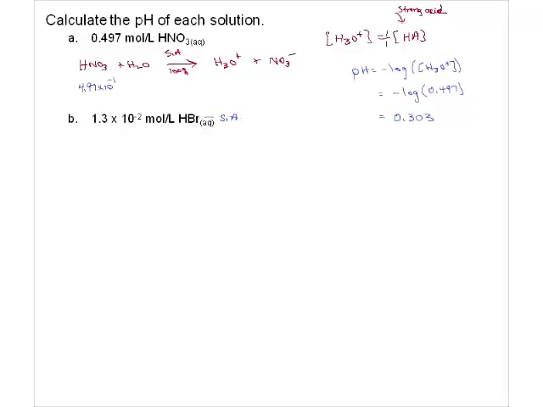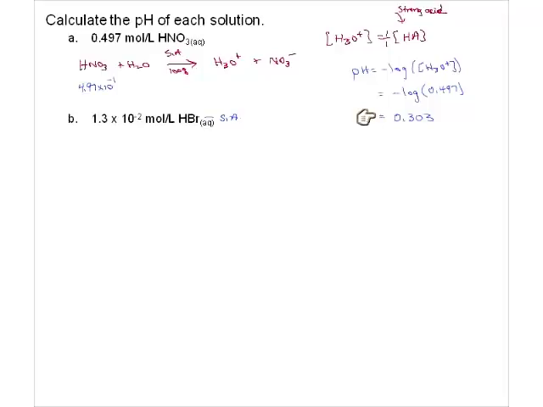And when you plug this in your calculator, minus log of 0.497, and again, the reason I changed this to scientific notation was to say, okay, I want to estimate my answer. It's going to be somewhere between 0 and 1. And lo and behold, there it is. The answer is 0.3. So it's not a mistake. The pH can definitely be a decimal. The pH can be a negative number.